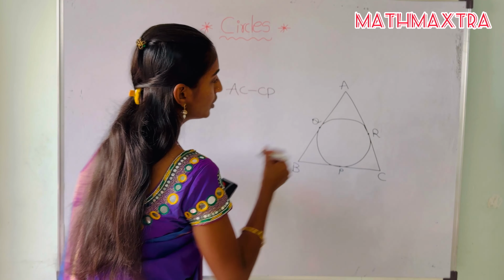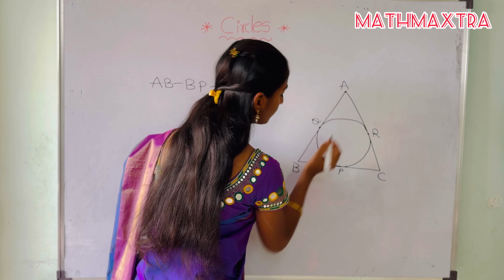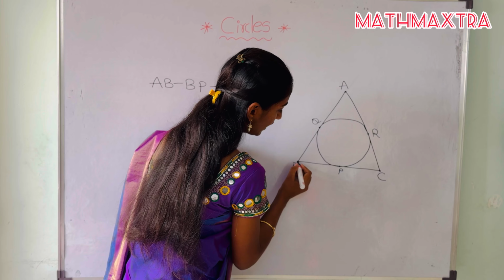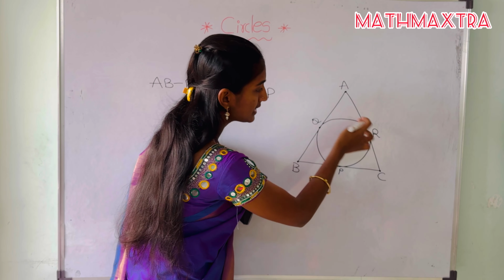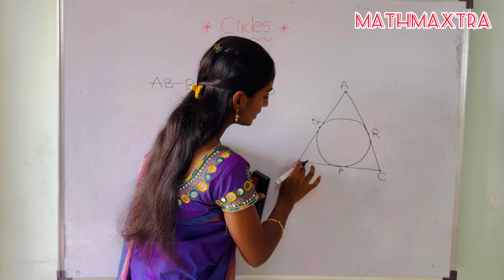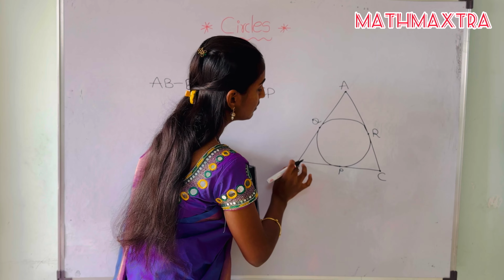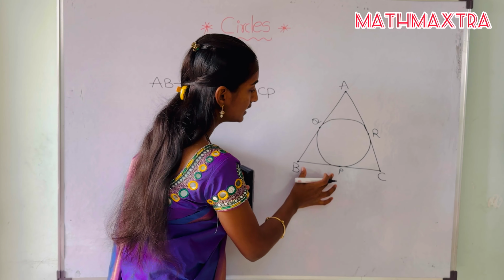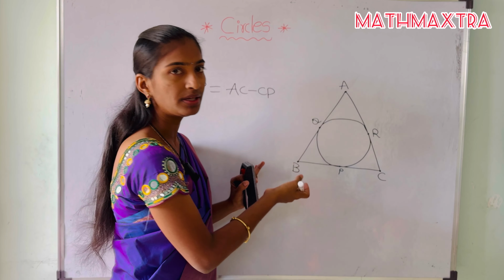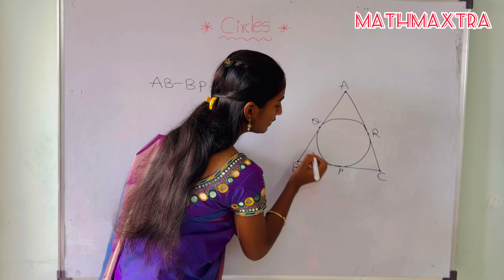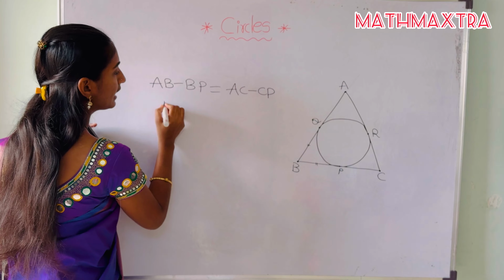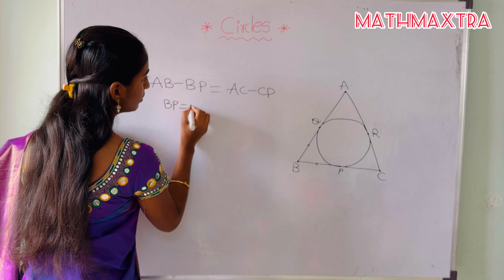You observe these vertex A, vertex B and vertex C. See, if you take vertex B, this is an external point of the circle, isn't it? If this is an external point of a circle, we can draw two tangents from it. That is, BP and BQ are two tangents drawn from this external point B. We know that the lengths of these two tangents are equal, so I can write BP is equal to BQ.